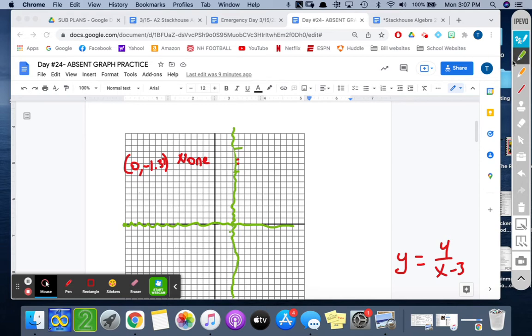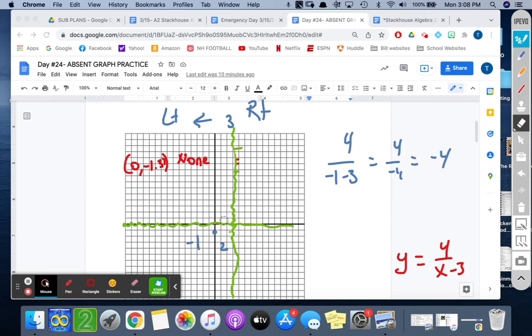Okay, so I'm going to use a different color to do my points. This y-intercept is at 0 and down 1 1/3, so somewhere down in here. It doesn't have to be exact. Now, you have to have a left side and a right side. And so this green line is at 3, so I'm going to pick numbers to the left of 3. I'll just pick, let's call it, negative 1 and 2. So 4 over negative 1 minus 3 is 4 over negative 4.